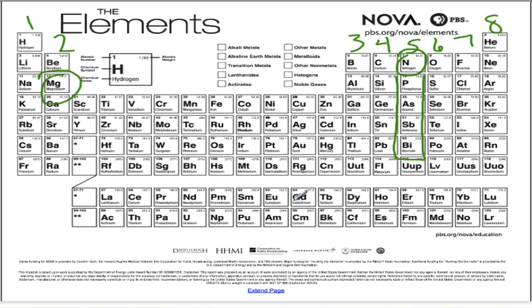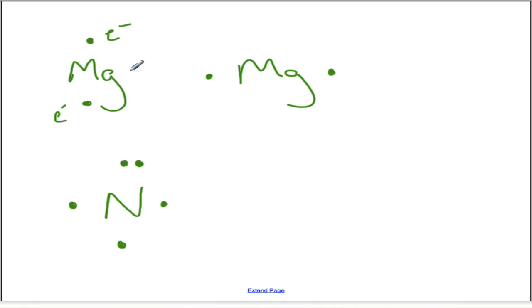So the Lewis dot diagram is not overly complicated. You just need the element symbol. You need to know the number of valence electrons. You put them around the outside, and you should be good to go.